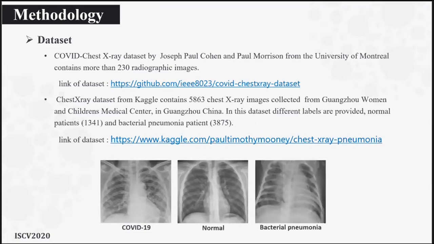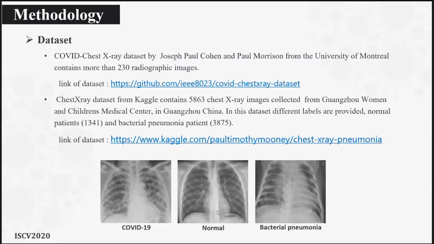The data set that we use: we have two sources of data sets. The first data set, under the name COVID chest X-ray data set by Joseph Paul Cohen and Paul Morrison from the University of Montreal, contains more than 230 radiographic images. And the second data set is the chest X-ray data set from Kaggle, containing 5,863 chest X-ray images collected from Guangzhou Women and Children Medical Center in Guangzhou, China. In this dataset, different labels are provided: normal patient and bacterial pneumonia patient.